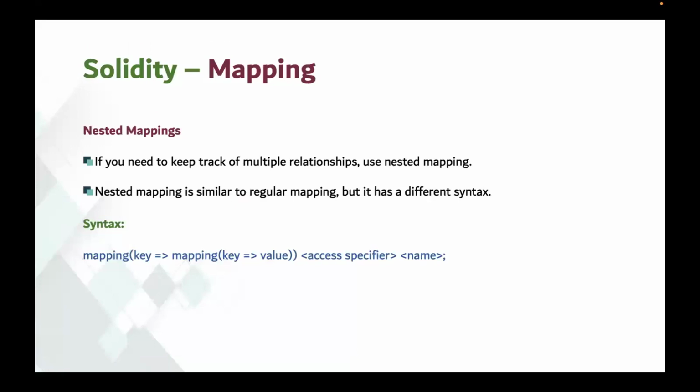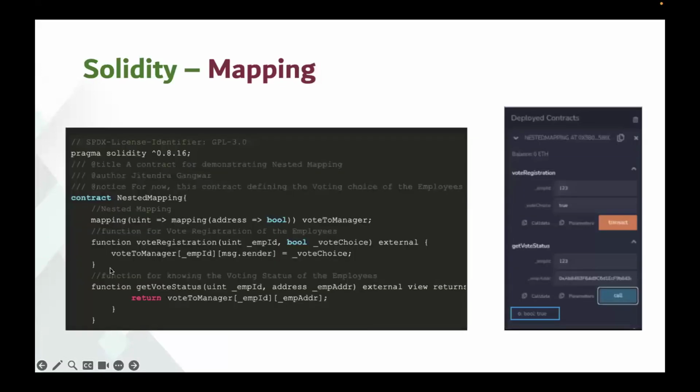For more complex data structures, you can use nested mapping. Here's an example of nested mapping that could be used for an election contract. So here we have this example. In this example, we have a contract called nested mapping.